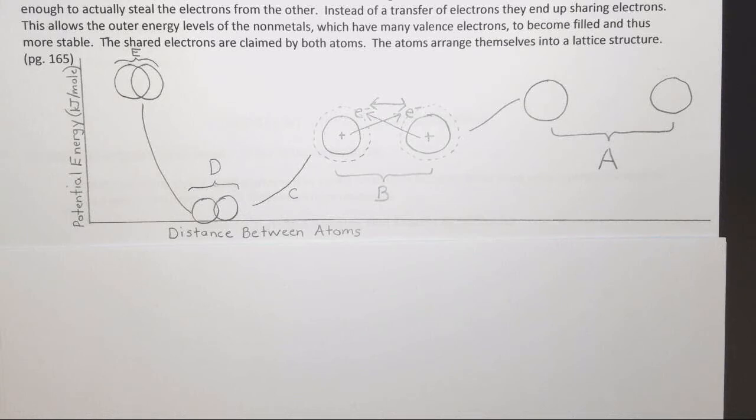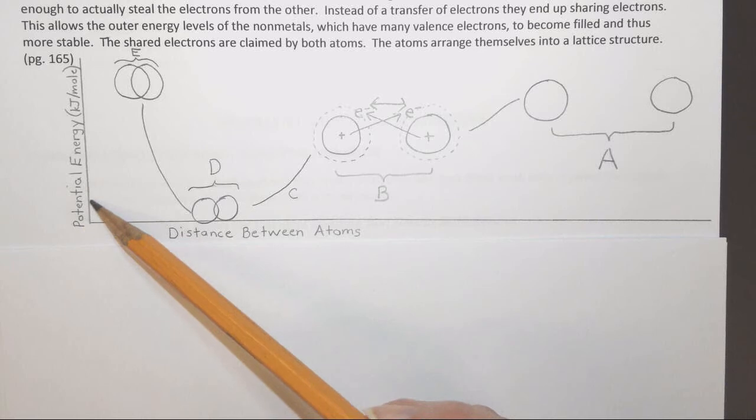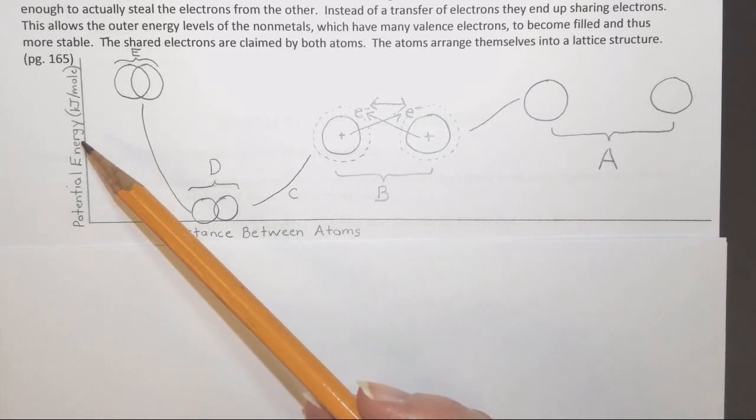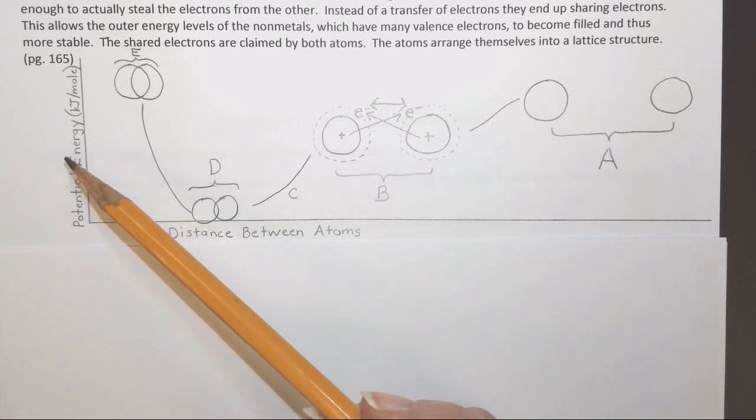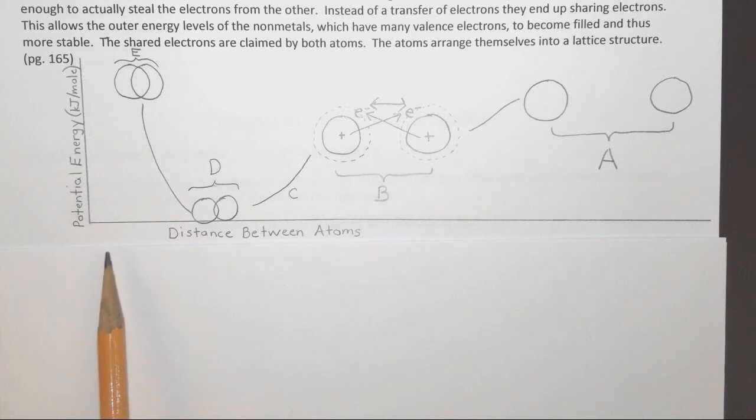So one thing to notice about this picture is on the x-axis, what we are representing is the distance between the atoms, and on the y-axis, we are representing the potential energy in kilojoules per mole. Potential energy, remember, is the energy of position. When you raise something up off the ground, there is now a distance between the object and the earth, and so that object has increased its potential energy. So when we talk about potential energy, it's about the position relative to each other.